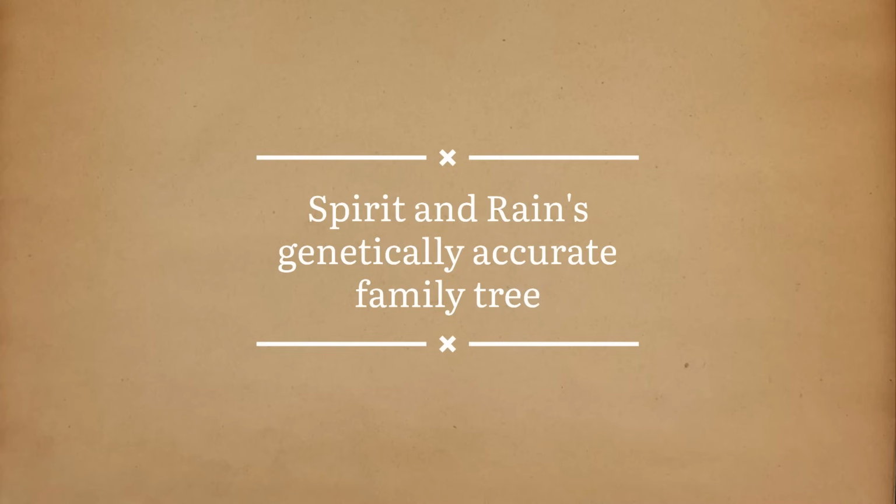As some of you might have guessed, or read the title, we are going to discuss the genetically accurate family tree for both Rain and Spirit. We're going to start off with an introduction so that everyone knows what I'm talking about, even if you are entirely unfamiliar with genotyping or anything to do with genes and base colors and anything of the kind. Don't worry, I'm going to try and explain it as simply as possible so that everyone can follow along.